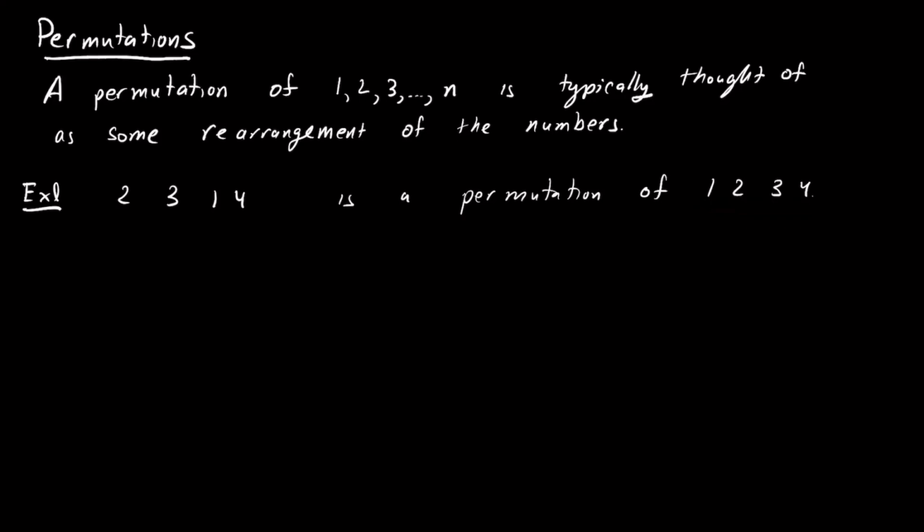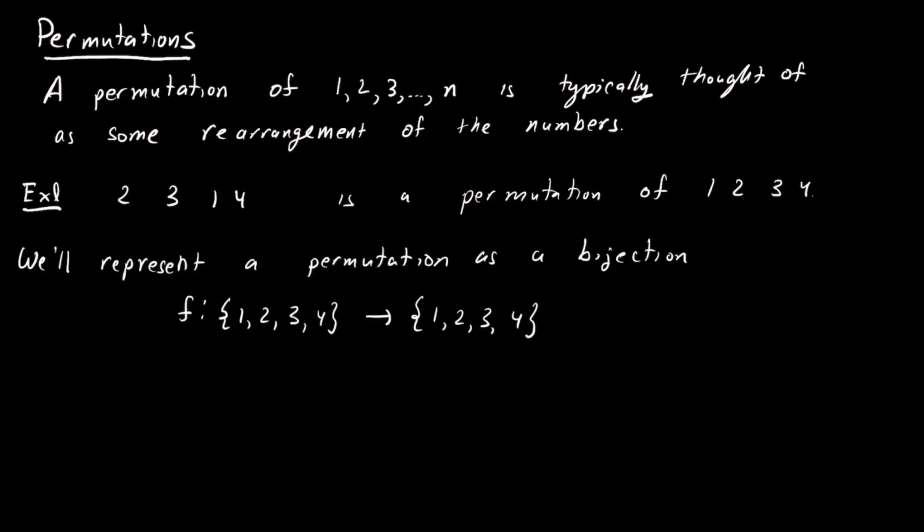What I'd like to do is give this another definition. We're going to think of permutations as functions. We'll represent a permutation as a bijection. So if I want to represent a permutation of the numbers 1, 2, 3, and 4, it'll be a bijection from the set containing 1, 2, 3, 4 to the set containing 1, 2, 3, 4. So let's think about our permutation up here. How can I represent that as a bijection?